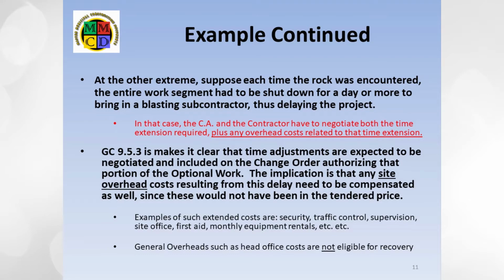There would be no need to negotiate additional time because the project was not delayed due to this item. At the other end of the scale, suppose the rock encountered was frequent and extensive. Each time the blasting crew had to be called in, the project had to be shut down for a day. Assume in our example, this delayed the critical path by 20 days. In this example, the change order would not only authorize the work, but also a schedule extension of 20 days.